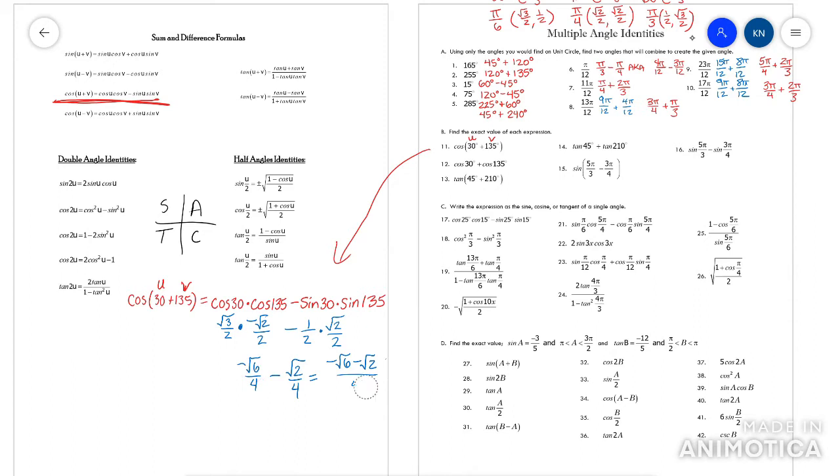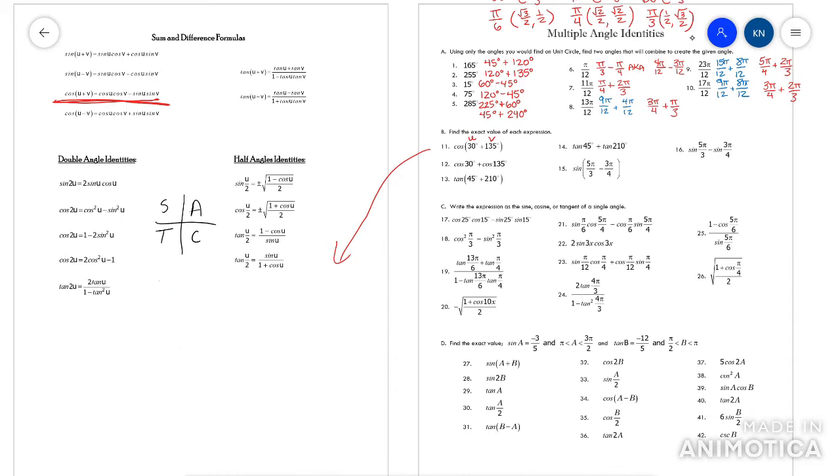Okay, that was a lot, but I think that kind of summed it up. So let's keep moving. Let's do one of the tan ones. So like number 14. Tan 45 degrees plus tan 210.